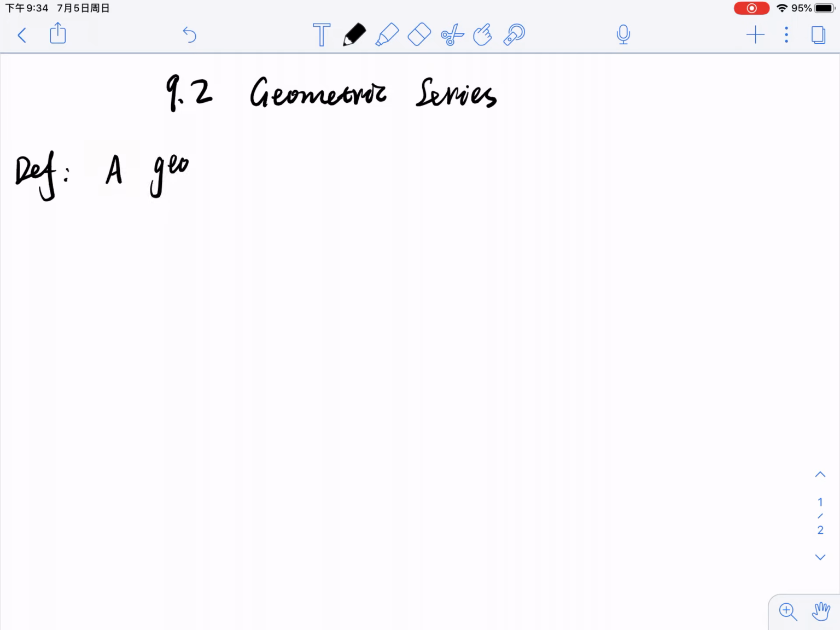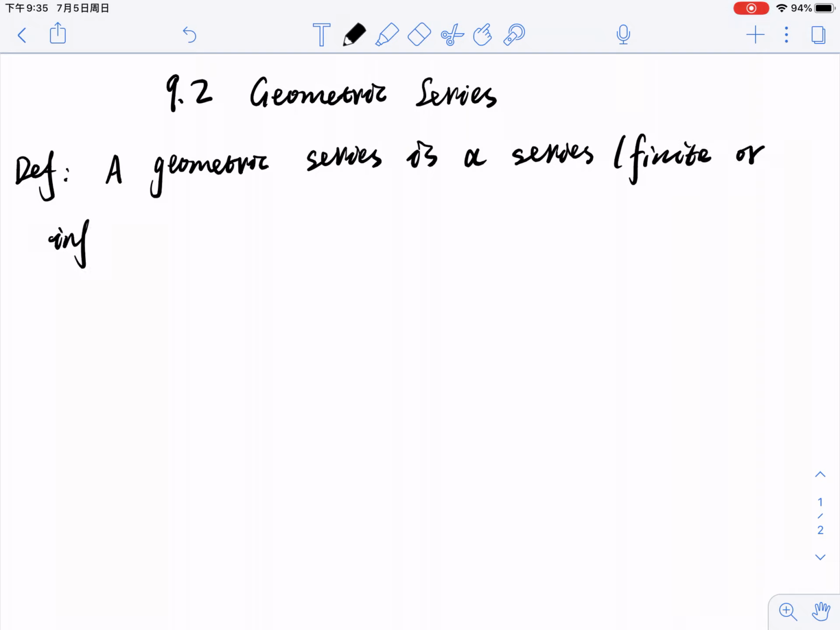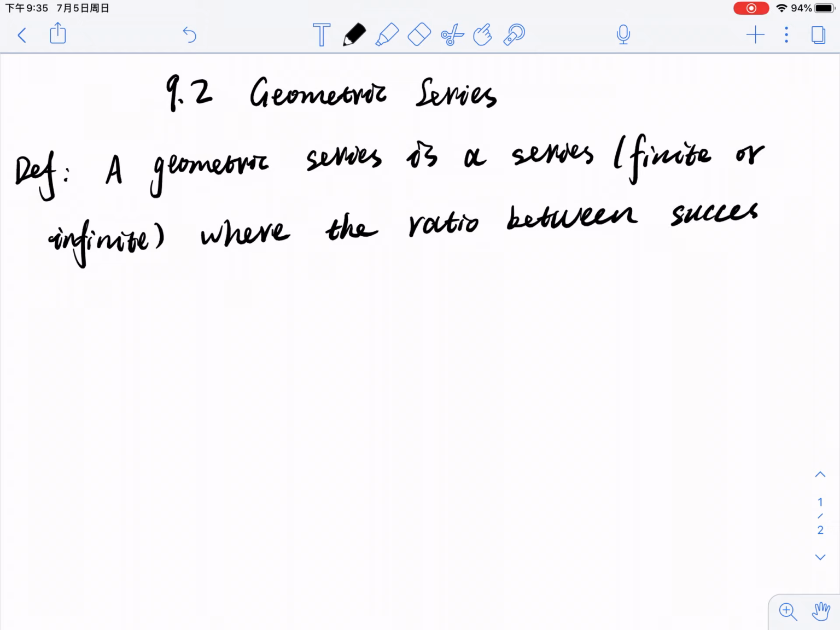A geometric series is a series, finite or infinite, where the ratio between successive terms is fixed.